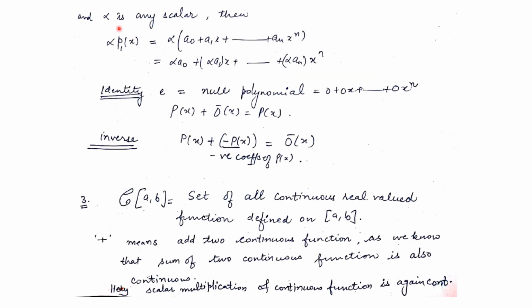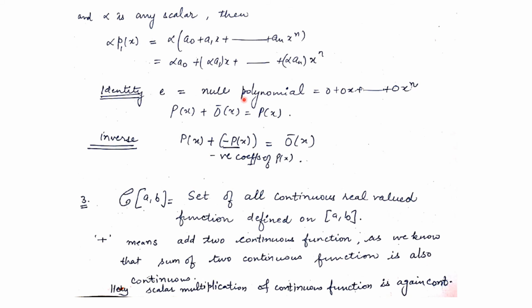Similarly, scalar multiplication, alpha is any real number. This is any polynomial of degree less than or equal to n. So multiply with this means multiply every coefficient by alpha. Again, what will be the degree? Less than or equal to n. So in this way your addition and scalar multiplication is defined.